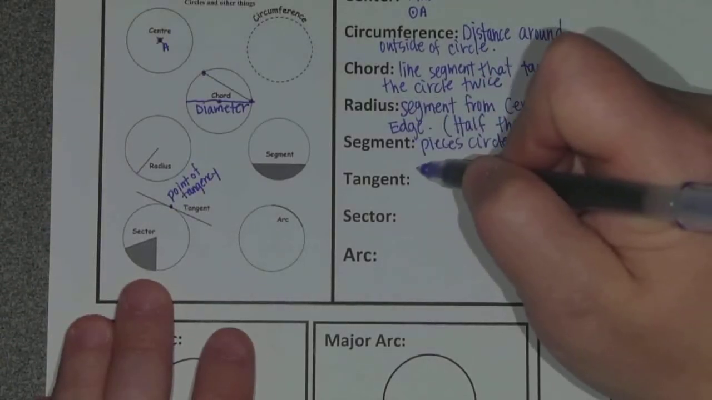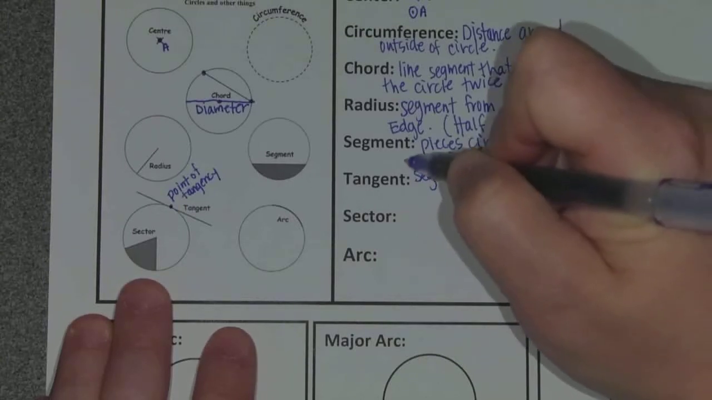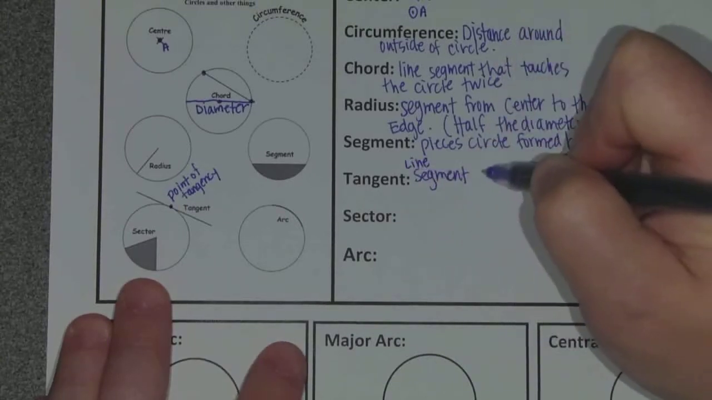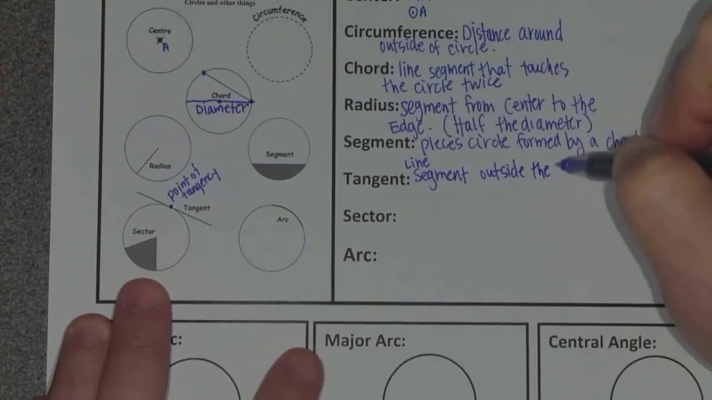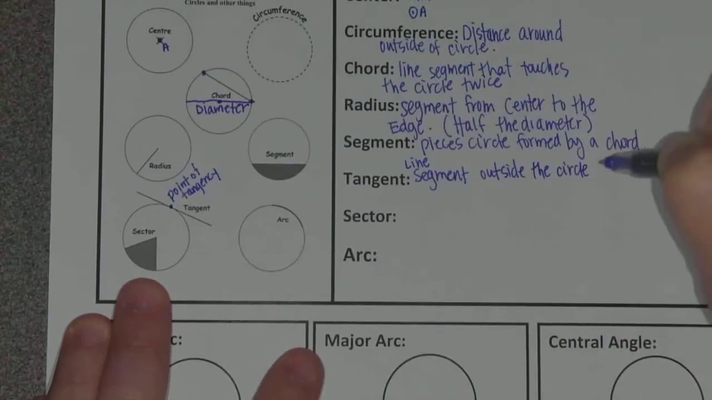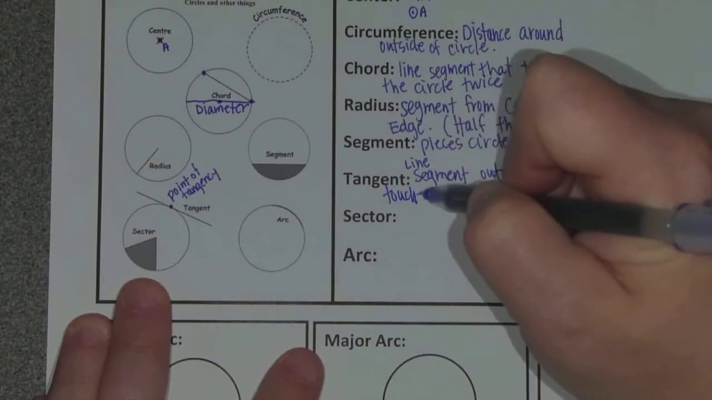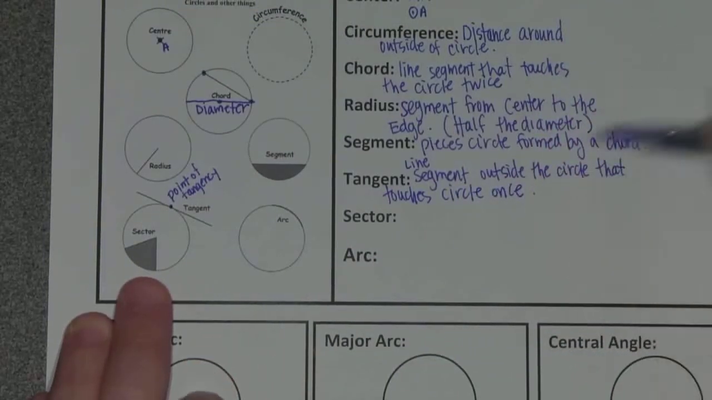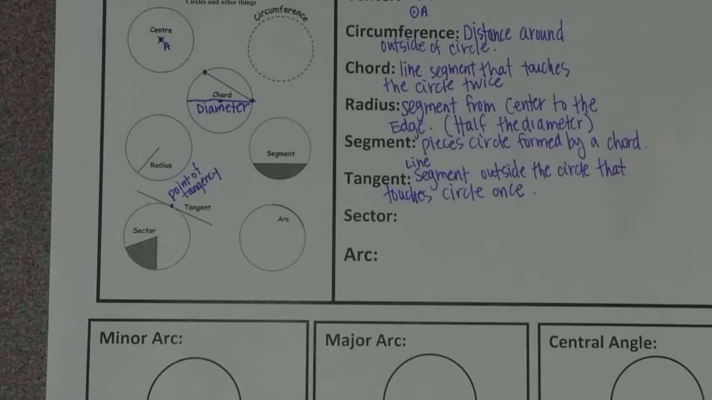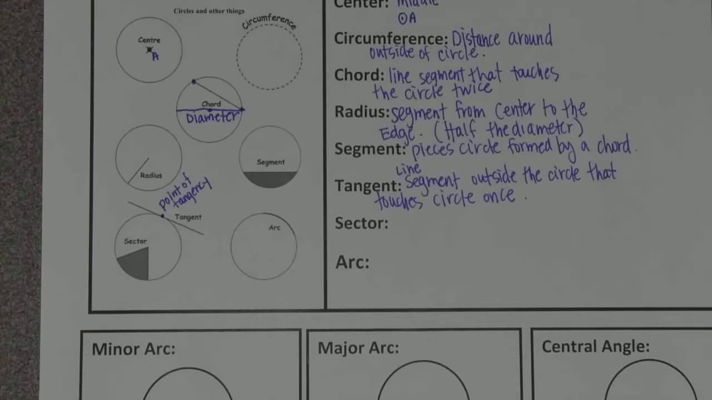But a tangent is a line segment. I should have put line there. So a line outside the circle that touches the circle once. Instead of saying touching the circle once, we could say that it intersects the circle one time, right? Because that's what intersection means, that it touches.